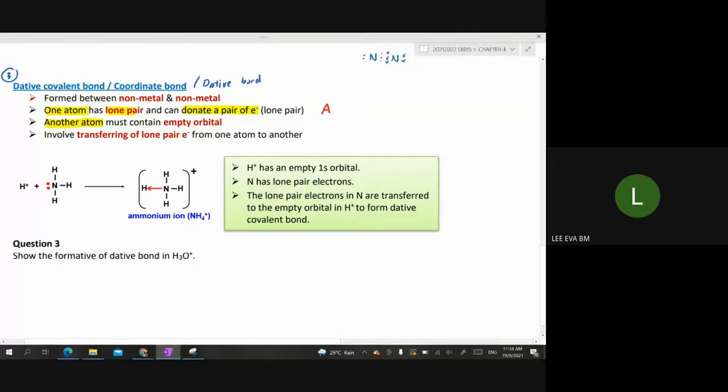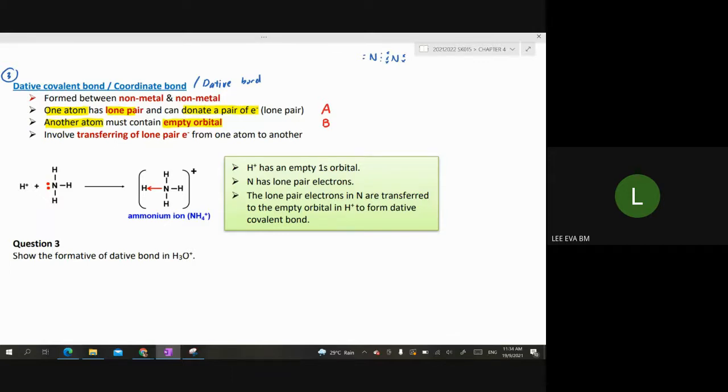For dative covalent bonds, the concept is different. Another atom must contain empty orbitals. So now you're using your knowledge from chapter 2, what it means by empty orbitals. I name this other atom as species B.